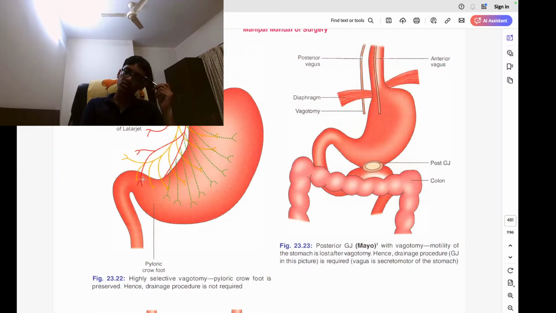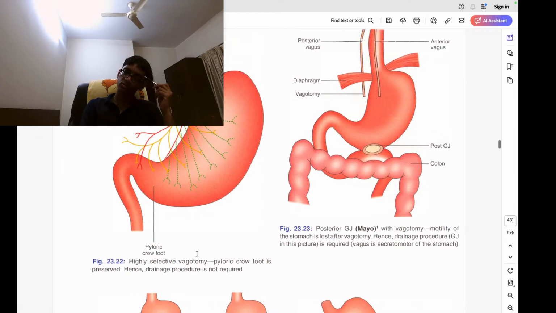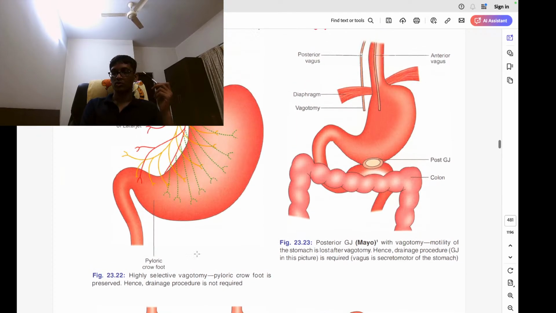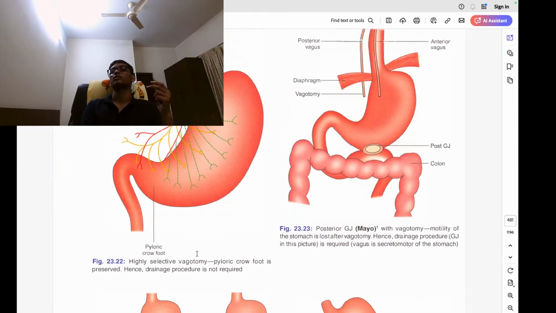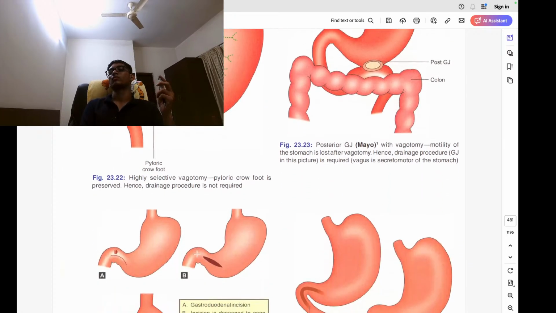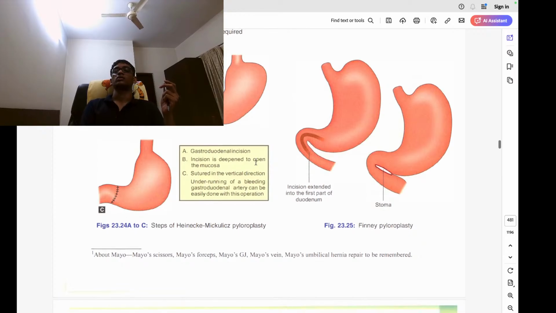In highly selective vagotomy, the pyloric branch is preserved. Posterior GJ, Mayo, with vagotomy: motility of the stomach is lost after vagotomy, hence a drainage procedure is required. The incision is deepened to open into the mucosa, sutured in the vertical direction. Under-running of a bleeding gastroduodenal artery can be easily done with this operation.